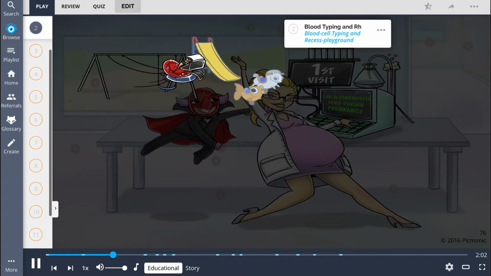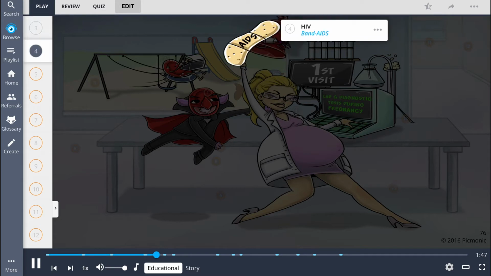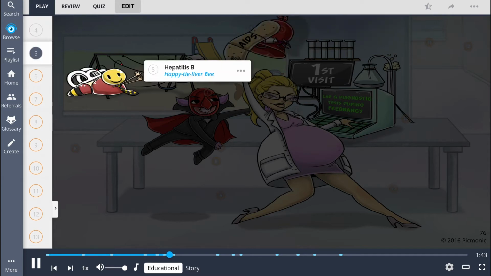Blood typing and Rh, or rhesus factor, are also tested, the blood cell typing and the rhesus playground, as this is important for later stages of pregnancy, when these factors can cause hemolytic disease of the newborn. Infectious disease screening is also done, with rubella, the red bell, along with HIV status, the band AIDS, and hepatitis B, the happy Thai liver B.